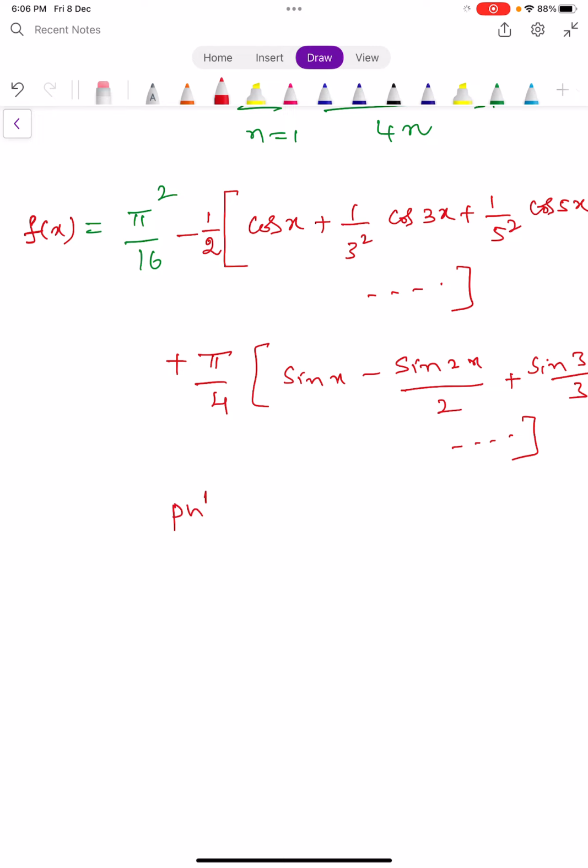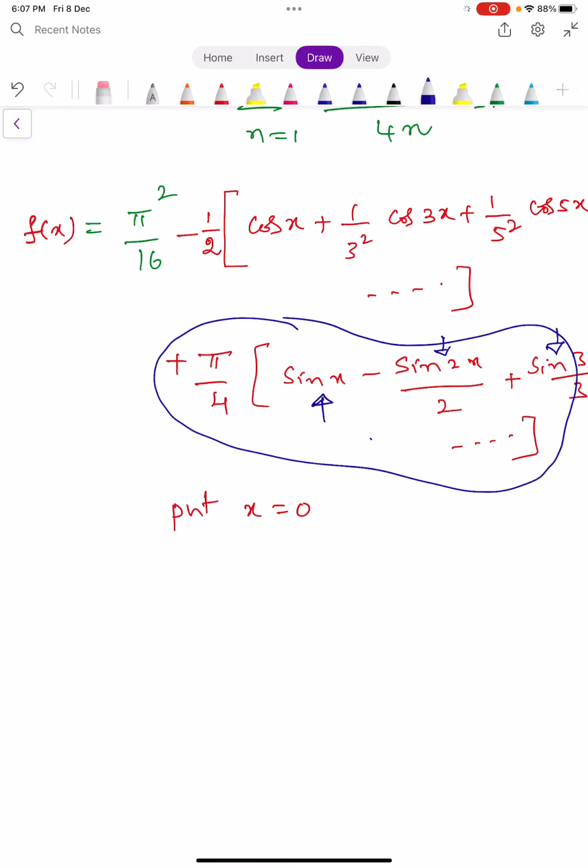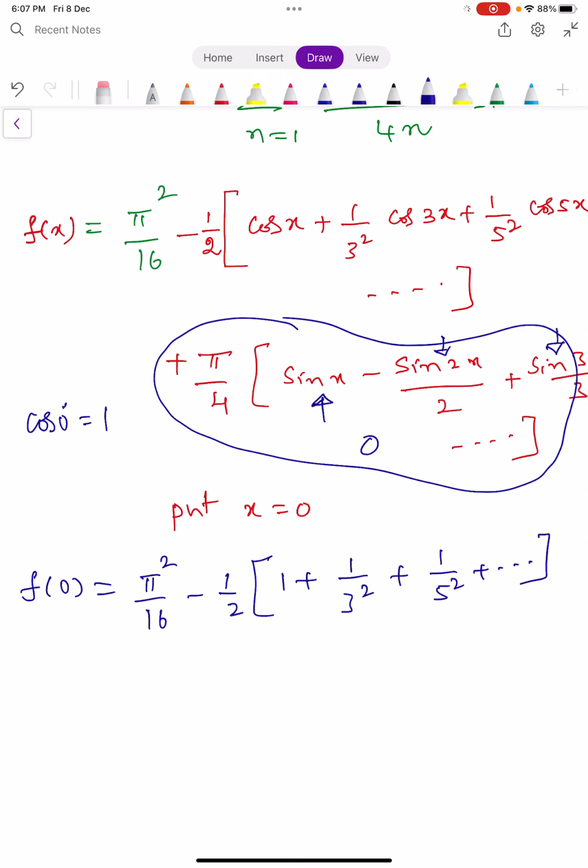Now put x equal to 0. If you put x equal to 0, sin x is 0, sin 2x is 0, sin 3x is 0. So the second term of the Fourier series completely becomes 0. Now we get the first term: f of 0 is equal to pi square by 16 minus 1 by 2. Everybody knows that cos 0 degrees is equal to 1, so 1 plus 1 by 3 square plus 1 by 5 square plus and so on. Again, f of 0 is equal to 0.